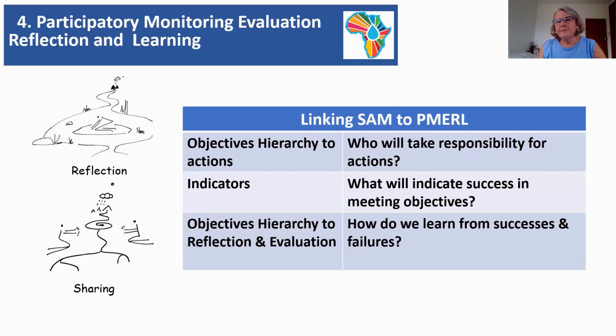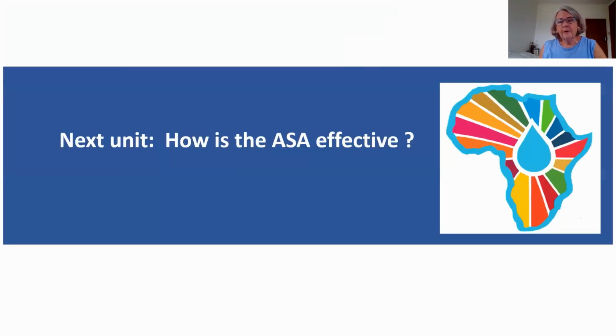And so those are the steps, and as I said, in other units I'll be going into them in more detail, but that is the adaptive systemic approach. And so next time, in the next unit, we're going to be asking the question, how do we know that the ASA can be effective, that it actually works?